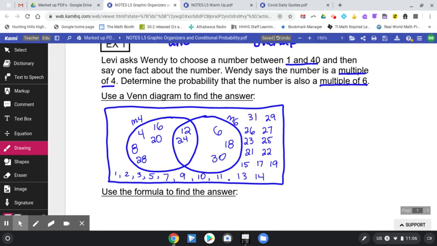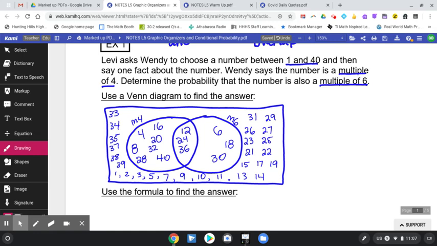Oh, running out of room. Let's see, I'm going to go 32, which is a multiple of 4. Starting up here, 33 is neither. 34 is neither. 35 is neither. 36 is both. 37 is neither. 38 is neither. 39 is neither. And 40, our last number, is a multiple of 4. So there is our Venn diagram.